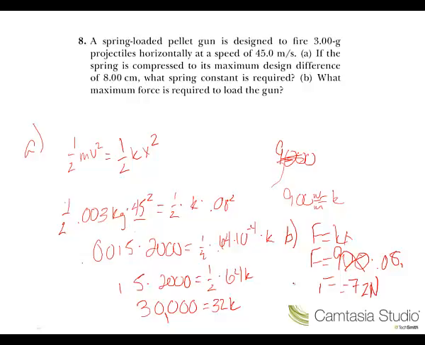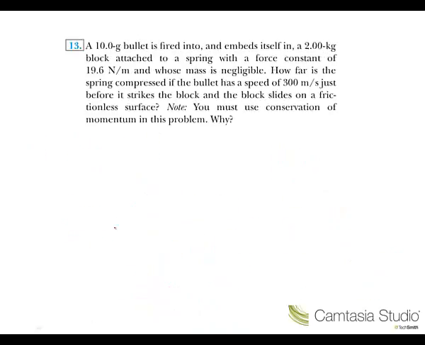And our last example problem of the day is going to be number 13. 13 is a wonderful one because we start involving two different chapters together. We're going to fire a bullet into a block. That block has a mass of 2 kilograms and it's attached to a spring. Here's its force constant. We're giving it right here. The mass of the spring is negligible, not the block or the bullet. We want to know how far the spring is compressed when the bullet has a speed of 300 meters per second just before it strikes the block. You must use conservation of momentum.